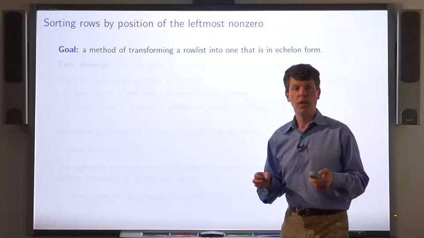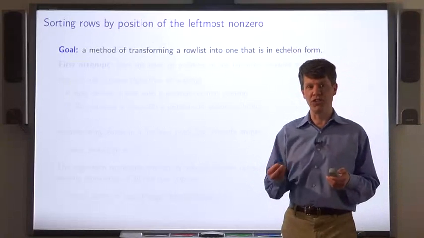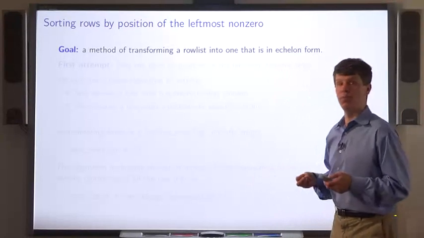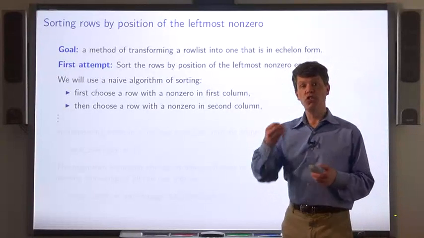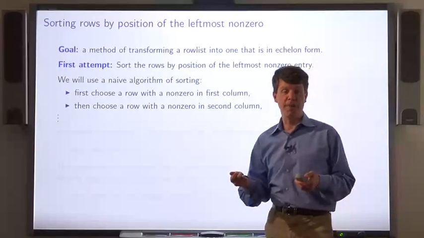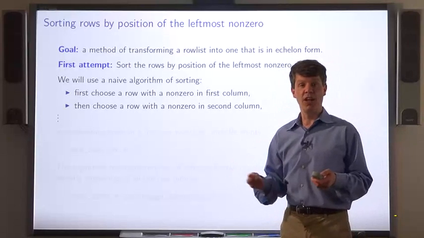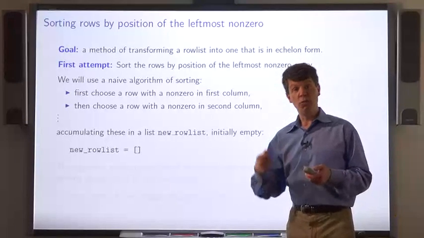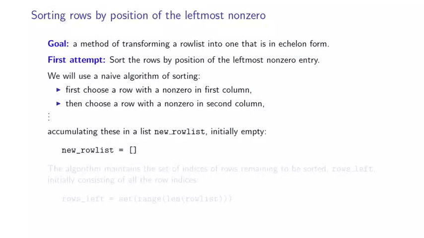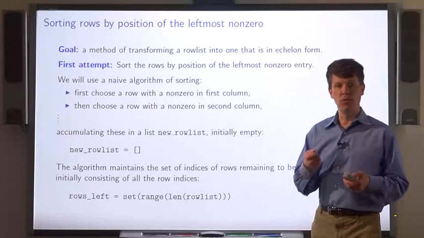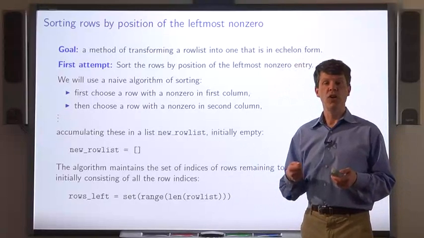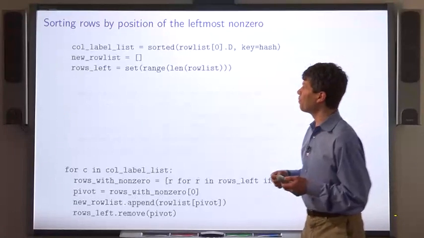So the goal is to transform a matrix into one in echelon form. And our first approach will be using sorting. So the algorithm will first choose a row with a non-zero in the first column, then choose a row with a non-zero in the second column, and so on. And it'll accumulate these rows in a list, new row list. In order to carry this out, the algorithm has to keep track of which rows are remaining to be sorted. It uses rows left to store the set of indices of rows that haven't been processed yet.